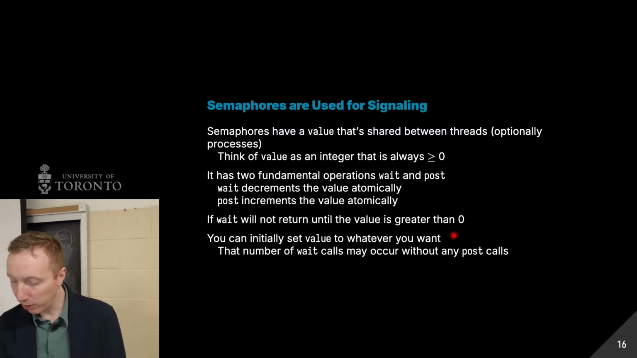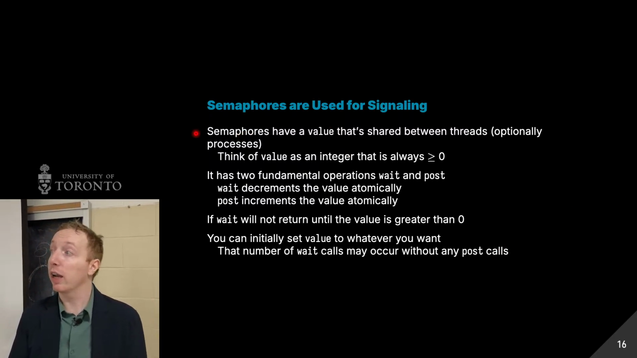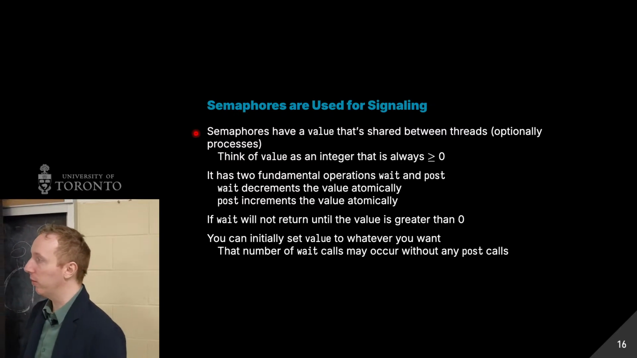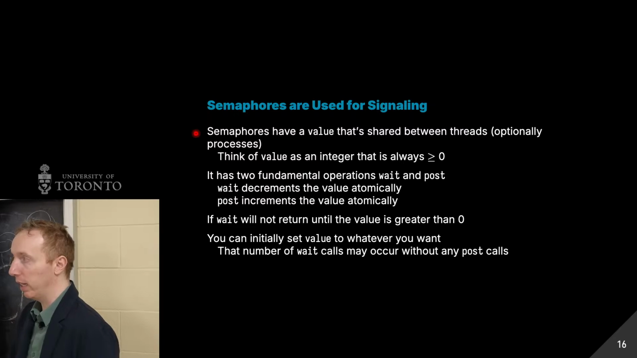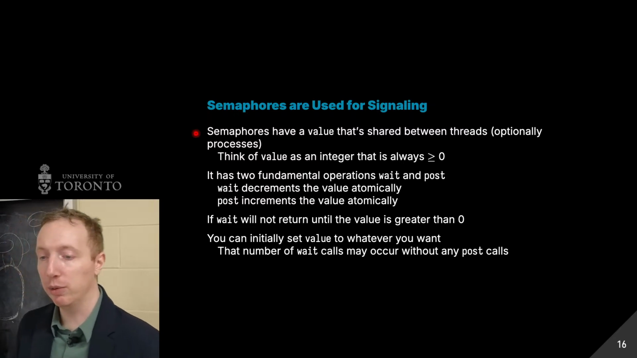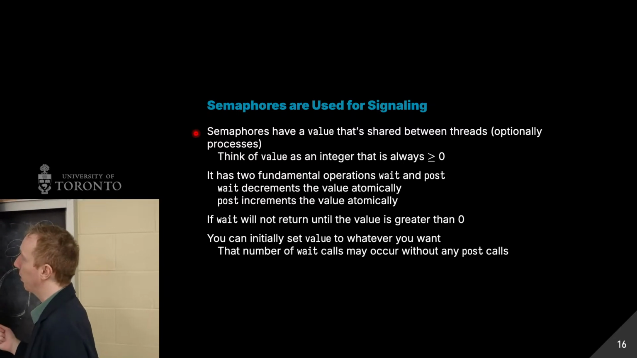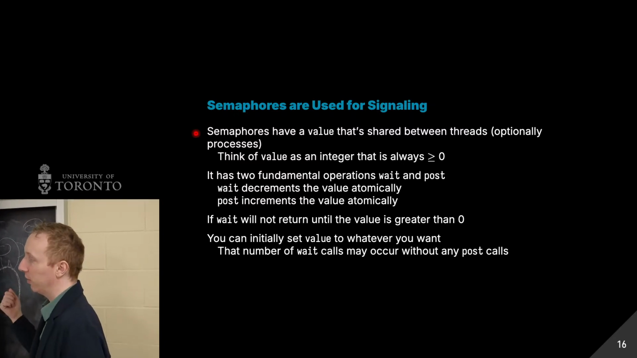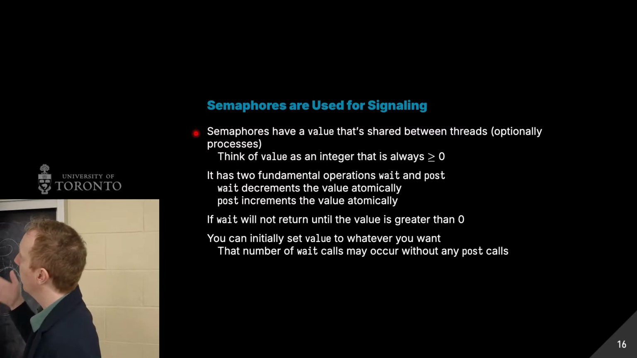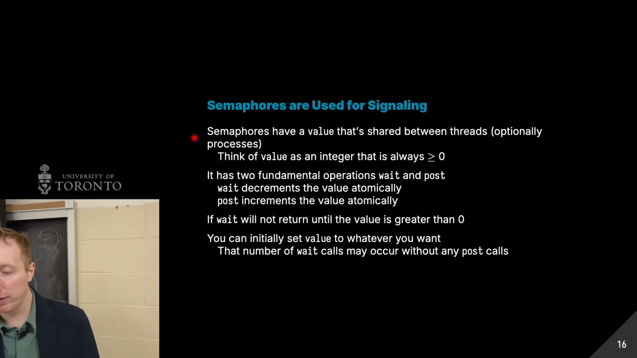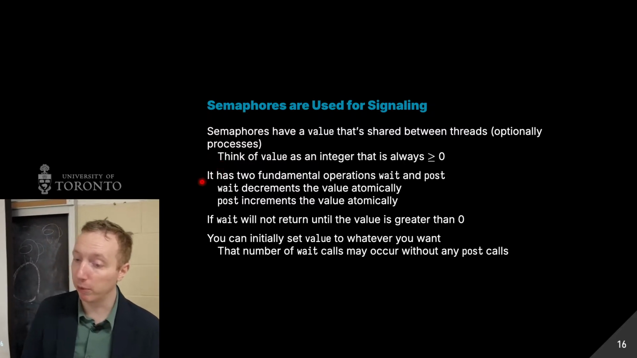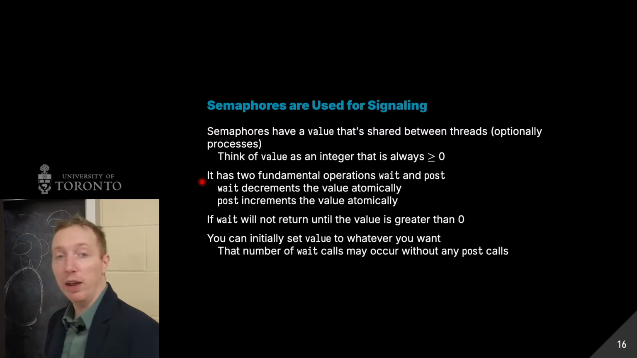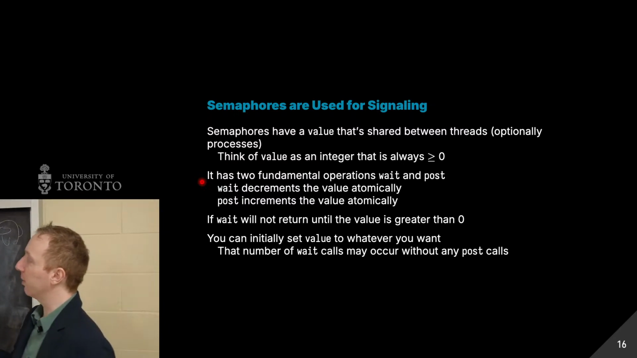So semaphores, unlike ships, are a lot simpler for us. They just have a value, and that value is just an integer value. In fact, an integer value greater or equal to 0 that's shared between threads. So it could optionally be shared between processes if you want to ensure ordering between two processes. But for this course, we're just going to care about threads. And the way that a semaphore works for us is it thankfully only has two fundamental operations. They are atomic, and they are quite easy to reason about.